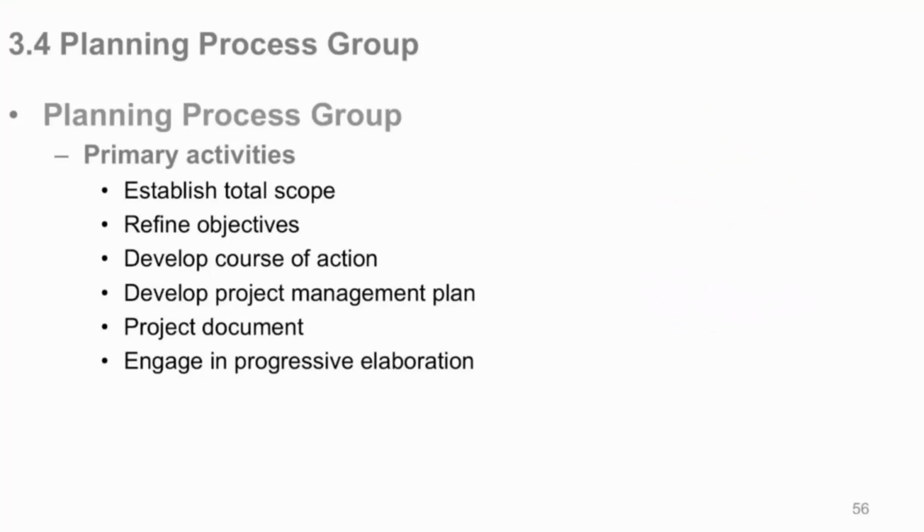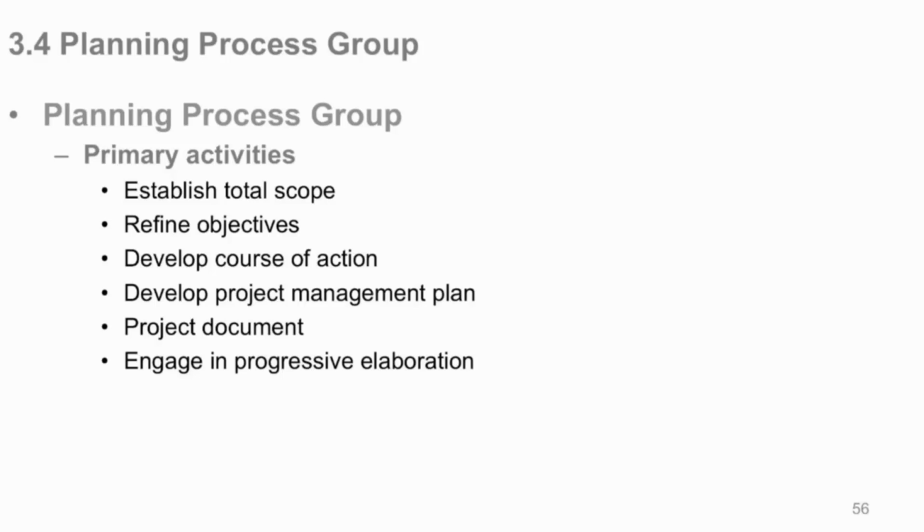The main output, just like the main output, and the only single output of initiating is the project charter, one output. Planning group, there's one output under integration management, which is your project management plan, and it holds all of those other plans, knowledge area plans that we'll talk about a little later. So you want to develop the project management plan under planning process group. Project documents are all your other project documents that are not part of the project management plan. We'll see that differentiation between those things in a chart coming up.